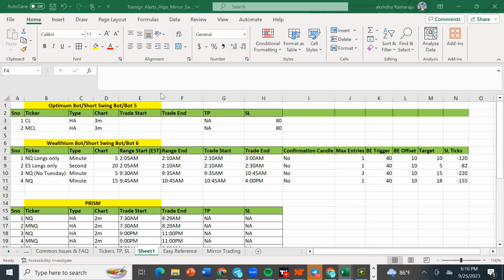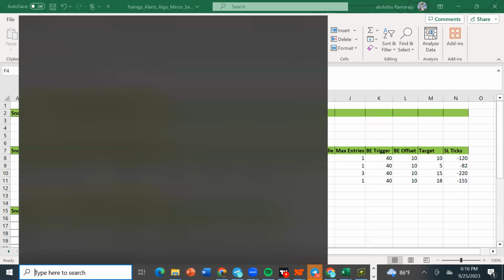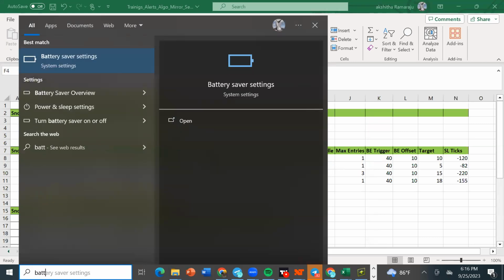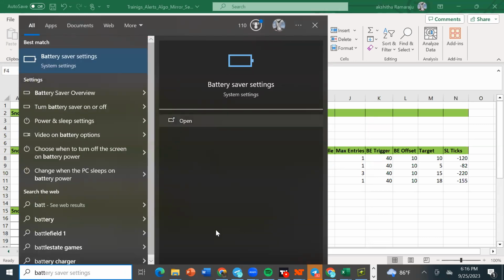Right, you have settings on your laptop where you can say do not sleep. Right, if you go to control panel, if you go to battery settings, battery system settings, open.